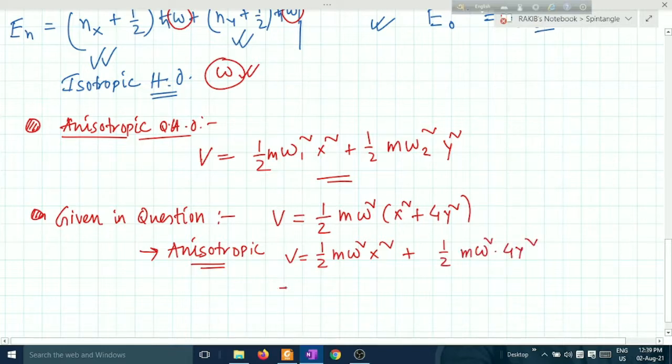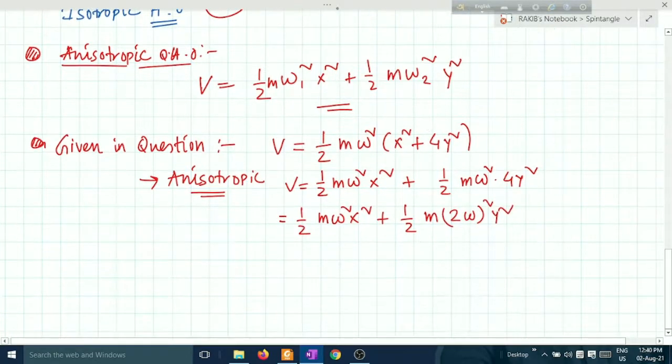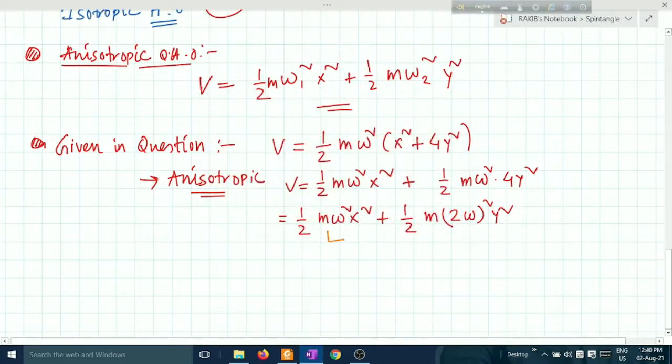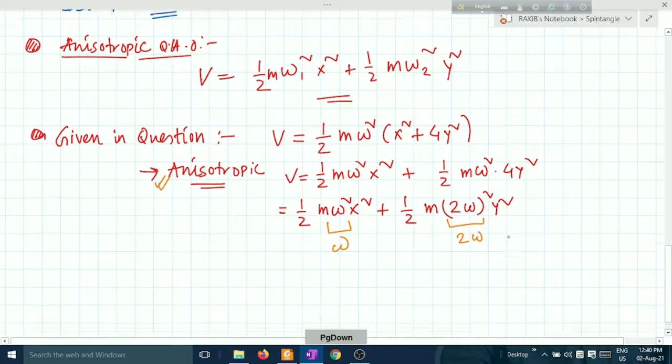Half m omega square x square plus half m (2 omega) whole square y square. Clearly from this you can see that the frequencies are different. Here the frequency is omega, and here the frequency is 2 omega. I have told you that if the frequency is different, then this is an anisotropic problem. This is an anisotropic quantum harmonic oscillator problem.